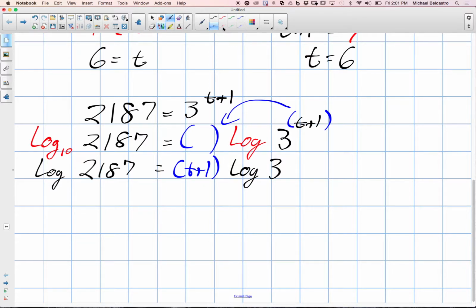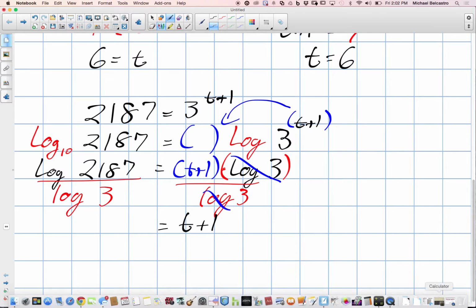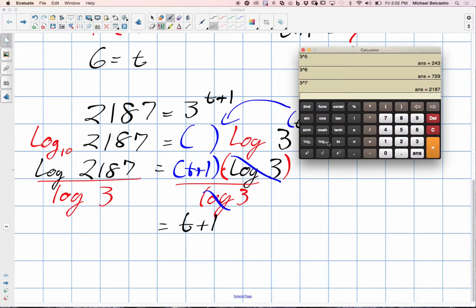Now that we have that, this is essentially multiplication between these two values. And we want to get our t by itself whenever we're trying to isolate a variable. So in order to move log 3 to the other side, what does it need to do? You need to divide both sides by log base 10 of 3. On this side, it creates a 1, or cancels out, whatever they want to call it. We'll have t plus 1 on this side, and here you can actually use base 10 in most of your calculators. So what we'll use is we have log base 10 of 2,187 divided by log base 10 of the number 3.